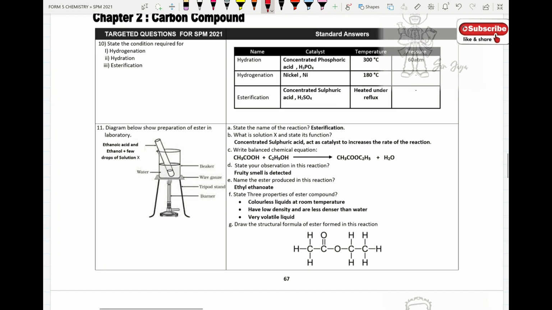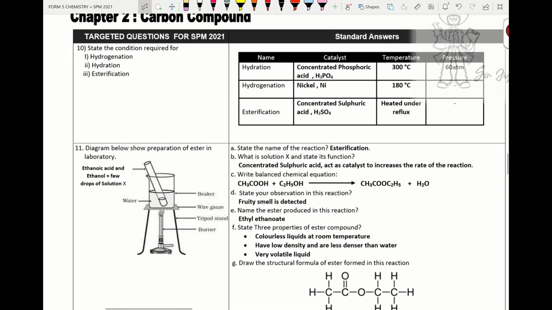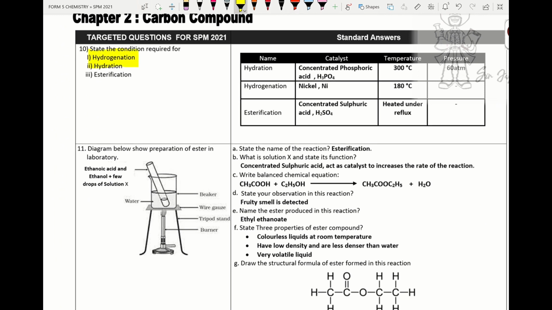Move on to the next: all the conditions, and also the name of the catalyst and temperature required for the hydrogenation process. Please remember, we need the hydrogenation process. We need nickel as a catalyst under 80 degrees Celsius temperature. For the hydration process, preparation of alcohol in industry, this is known as how to prepare various alcohols.